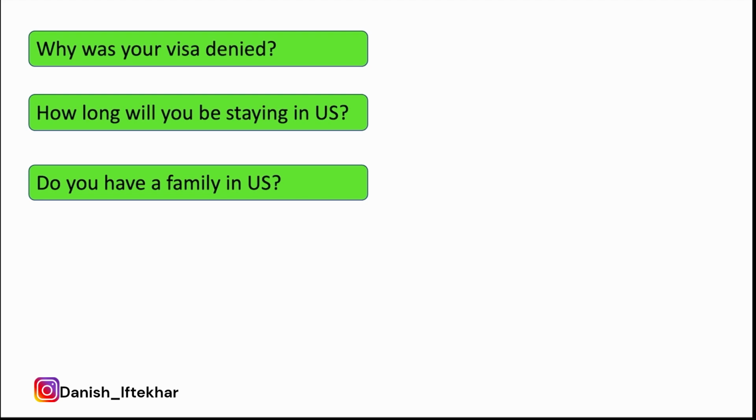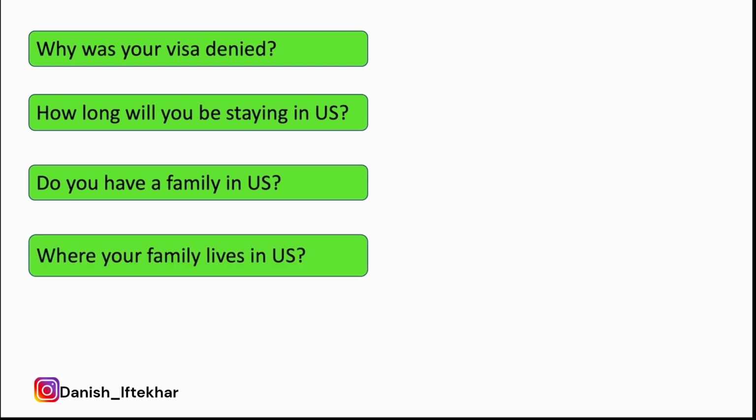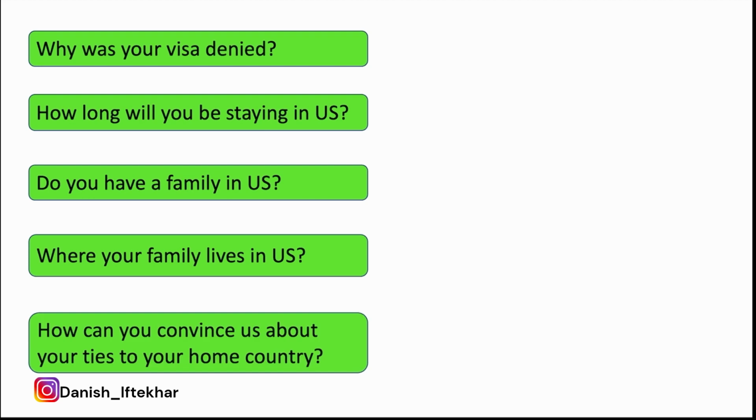Another question that they could ask you is, do you have family in US? They ask this type of question to check your ties to US. If you have a lot of family members in US, or a boyfriend or girlfriend in US, the visa officer could think that they may file a petition for you. This is the reason why they ask you a lot of questions about your family members. They could ask you where they live. So these are some general questions that they ask. They could also ask you questions to throw you off. For example, they can ask you questions to convince them about your ties to your home country, or any random question that they could think of.